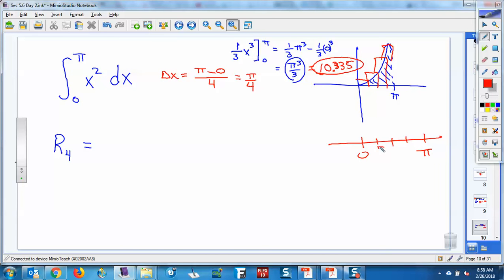Each will be pi over 4. That's a little easier for me, and I probably don't even have to write more than the first one. This is going to be L4. That stands for left, 4 subdivisions. This would be the left rectangle approximation method.